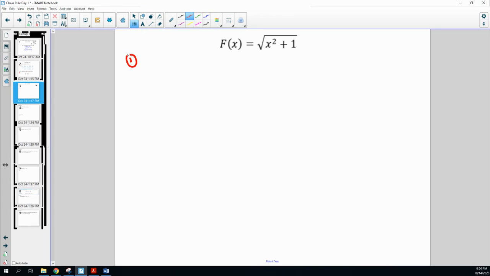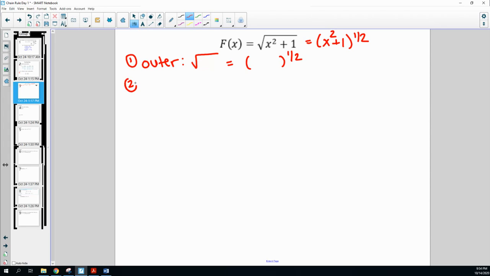So I'm going to do this the first way. Remember that this is the same thing as saying x squared plus 1 to the 1/2. The first thing I'm going to do is determine what's my outer function and what's my inner function. The outer function is whatever you have on the outside. In this case, my outer function is the square root of something, right? The square root is the farthest thing on the outside. So I can rewrite that as something to the 1/2.